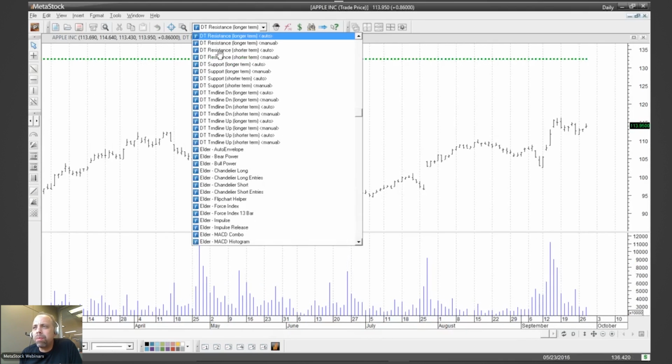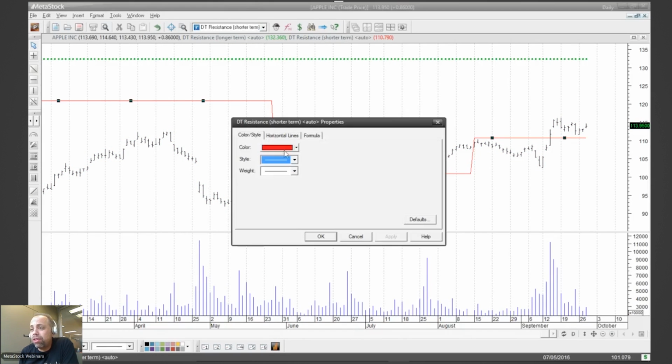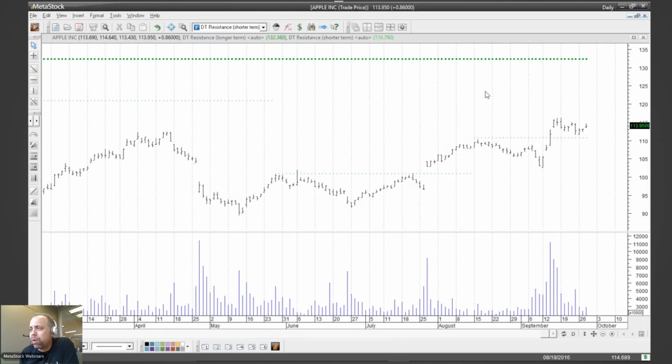I'm going to do the same thing. We're going to add the shorter term. You'll notice that it's just looking at a shorter term. I'm going to change the colors just like I did before, but because it's shorter term, I'm going to make them dotted lines again. They look so much better as dotted lines, but I'm going to make them a little bit smaller so I can easily tell the difference between the longer and the shorter term resistance areas.